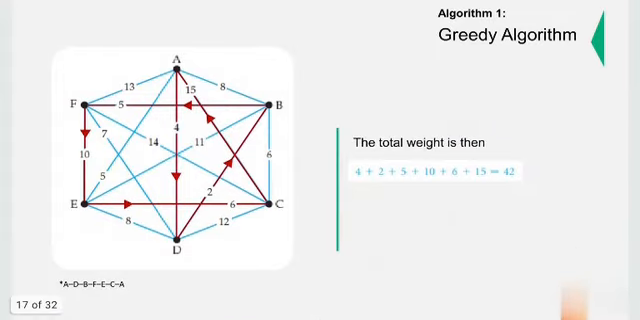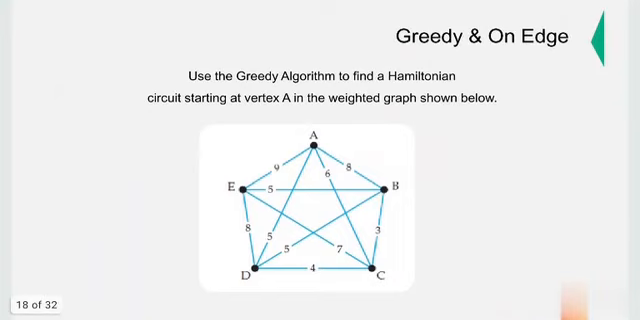Okay. So, the total weight is 4. Diba? D to B, 2, B to F, 5, and so on. So, 5, 10, 6, 15. The total weight is 42 using the greedy algorithm. Okay, let's try that again for emphasis.